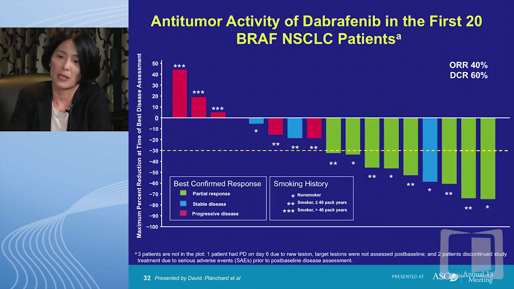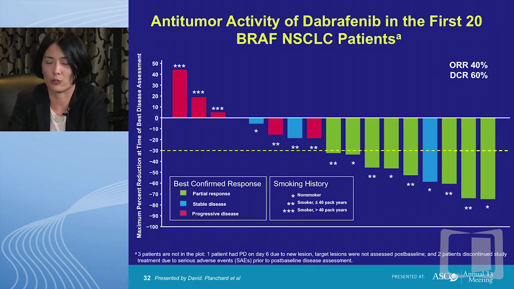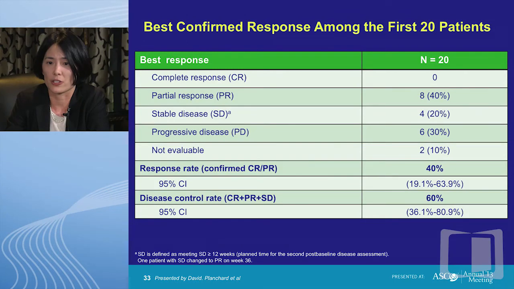So here's the waterfall plot that they presented at ASCO showing activity of dabrafenib in the first 20 BRAF patients with advanced lung cancer. And you can see here a response rate of 40%, a disease control rate of 60%, suggesting that in BRAF mutant lung cancer, BRAF is yet another target and one that can be effectively targeted by dabrafenib. Here's additional efficacy data showing, again, the 40% response rate. 20% of patients did have stable disease, and just a minority, 30% of patients, had progressive disease as the best response.